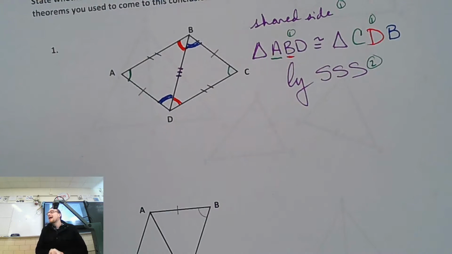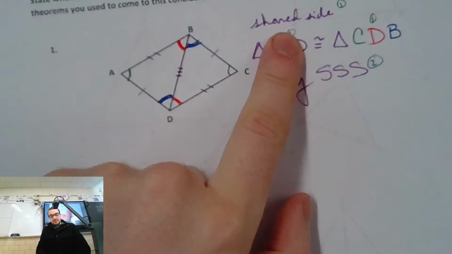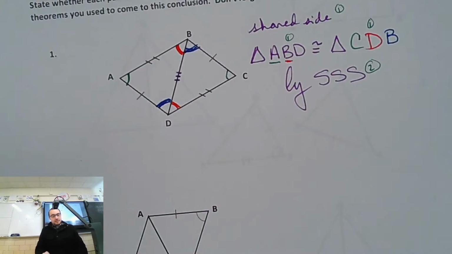If we mark the shared side, does that mean... Did you write it? No, I didn't write it. Nope, you need to write it. Take off a half. I got side, side, angle. We weren't given any angles, and there's no way to tell the angles are the same until you know the triangle is congruent.